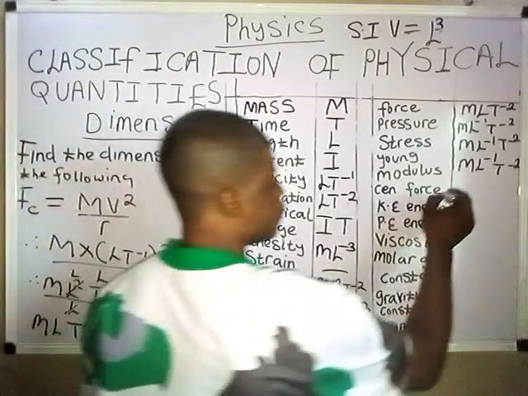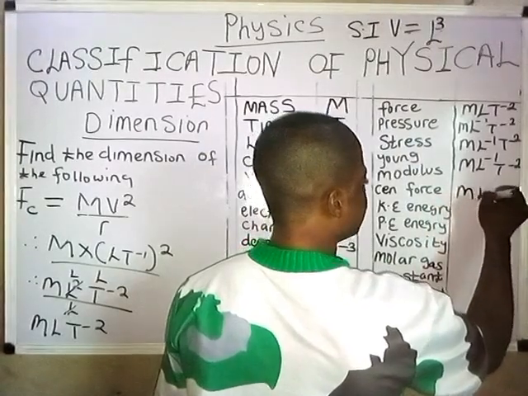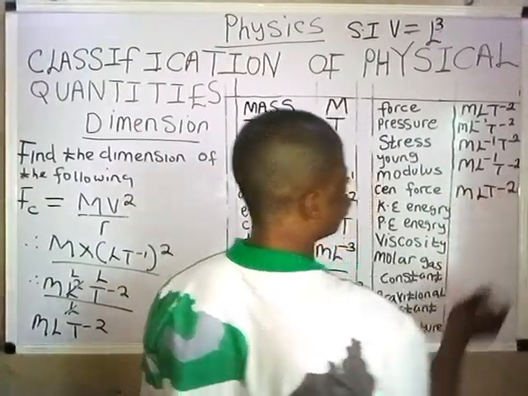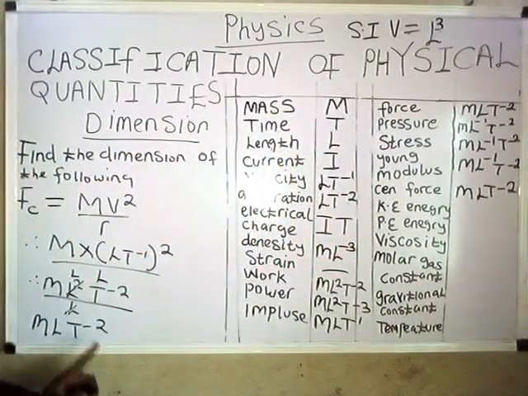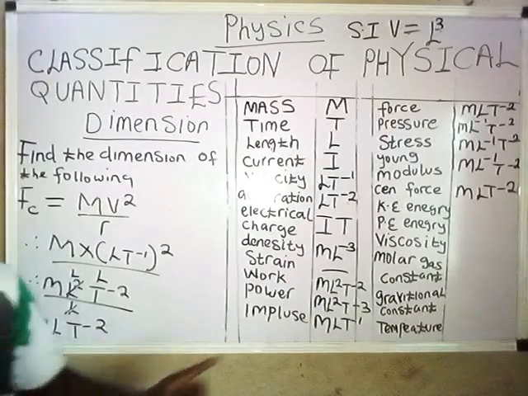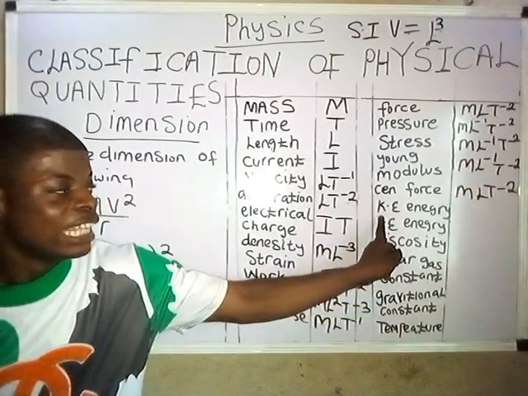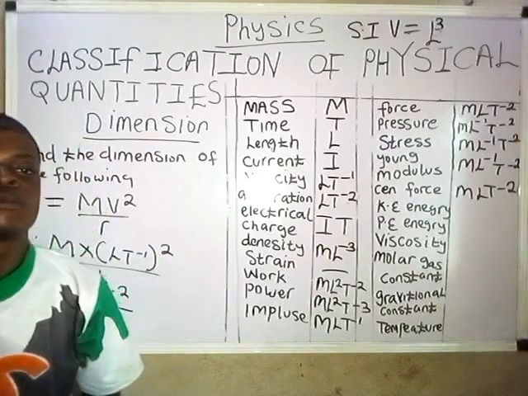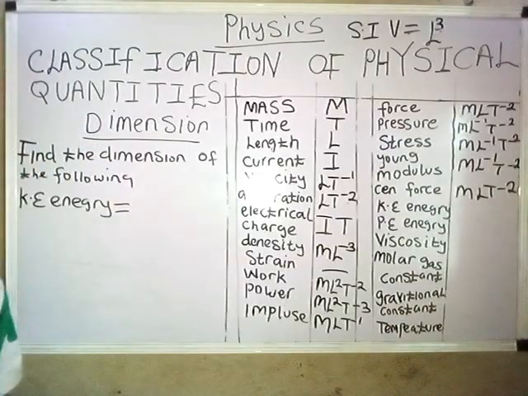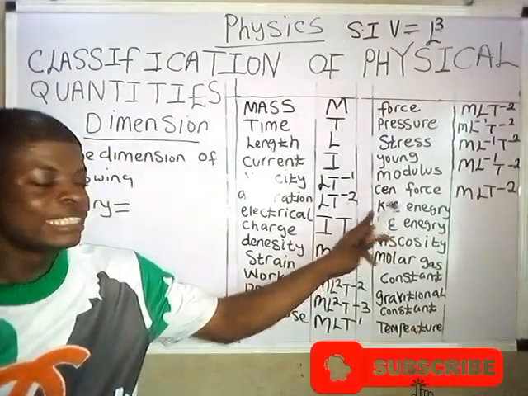So the dimension for centrifugal force is m L t to the power minus 2. So let's look for the dimension of kinetic energy. Okay guys, let's look for the dimension of kinetic energy.